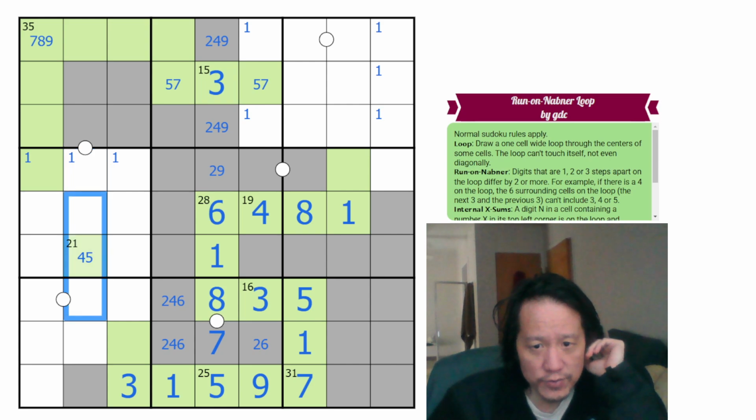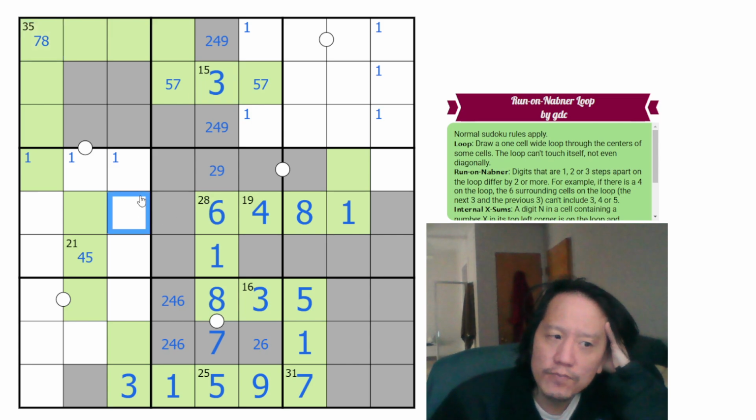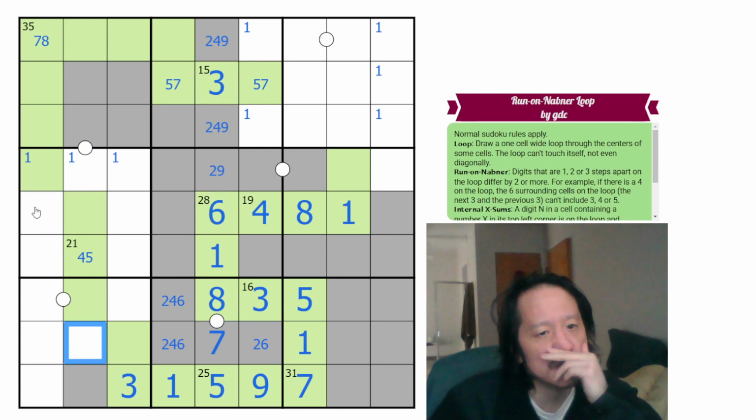So we know both of these are part of it. And it has to go at least one here or one here. So this can never be 9 then. This is 7 or 8. It could be both of these, or it could be one of these and then this one, or one of these and this one.